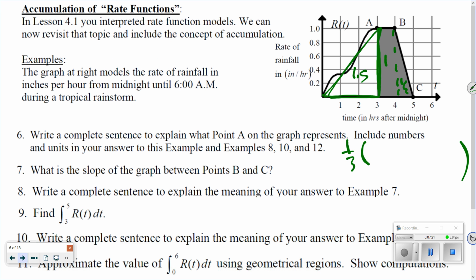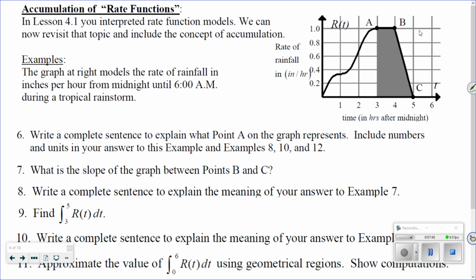Okay, the second half of the lesson is dealing with rate graphs. We've done part of these problems before. We're just going to add a little bit to it. So this is accumulation of rate graphs. It says in lesson 4.1 you interpreted rate function models. We can now revisit the topic and include the concept of accumulation. So that will be the new part.